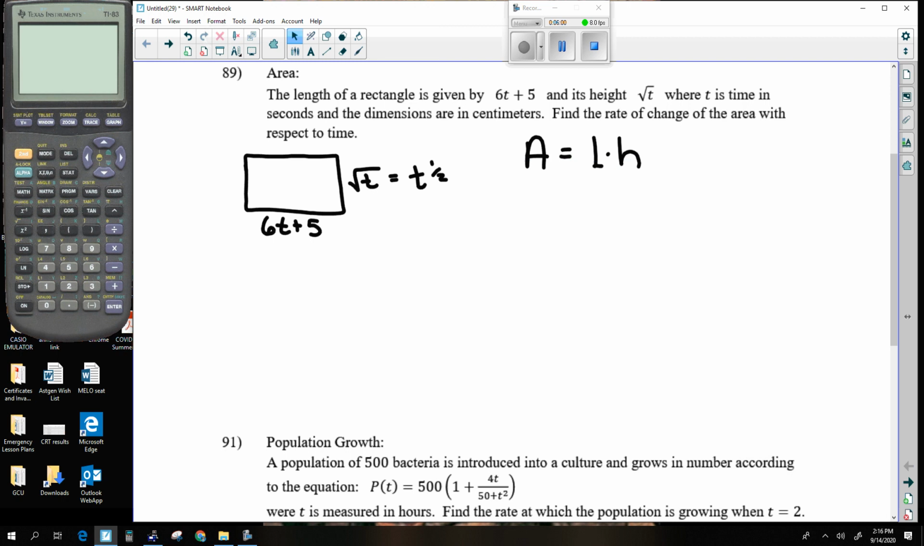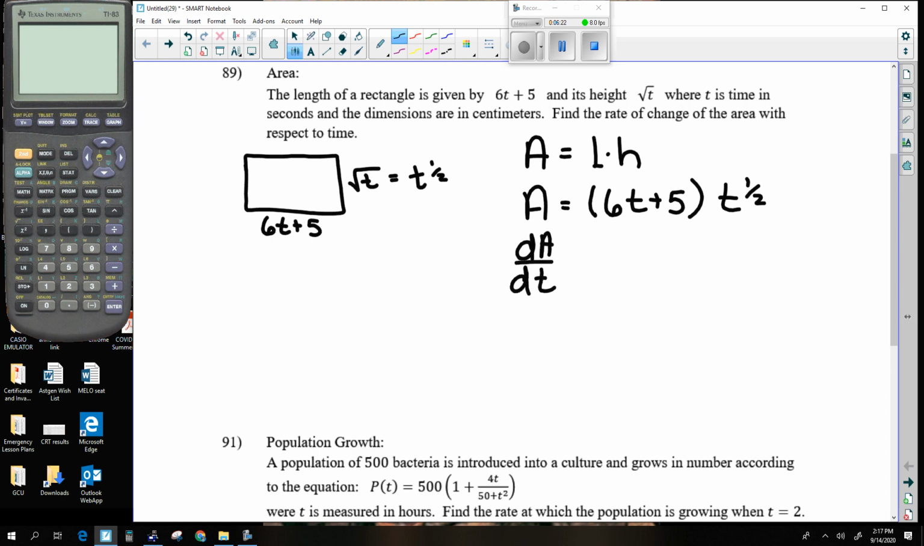So my mission in life right now is to first not change anything, but rewrite this formula. The length is 6t plus 5, and the height is square root t. Now that the equation is written with t's, taking the derivative with respect to t makes a lot more sense. Way easier now. This is u times v, so u prime is 6, plus, leave the first bit alone, derivative of the second.